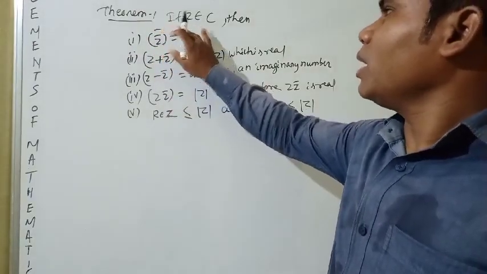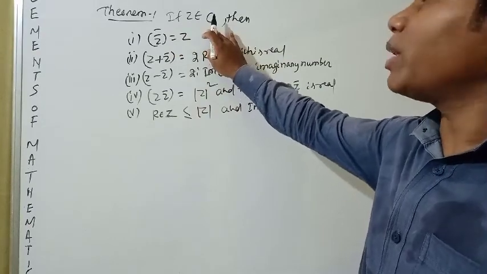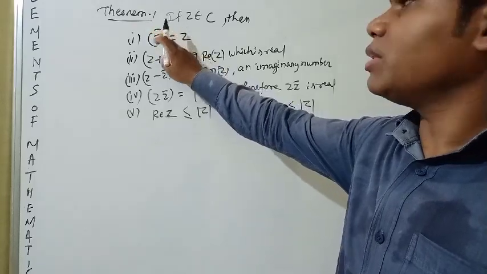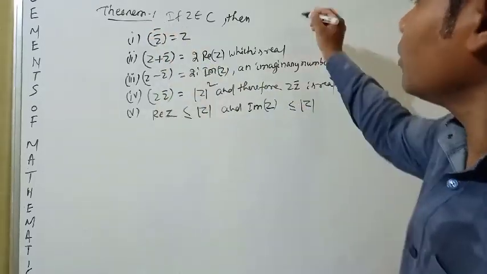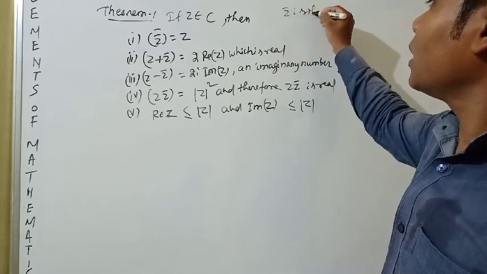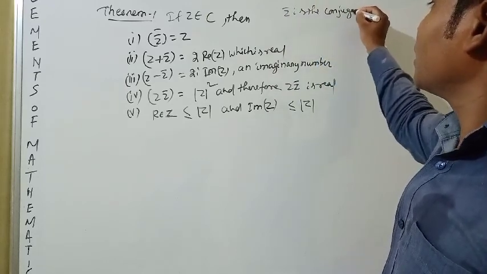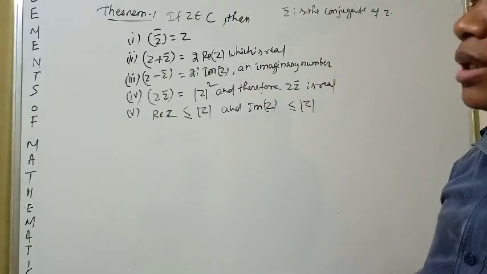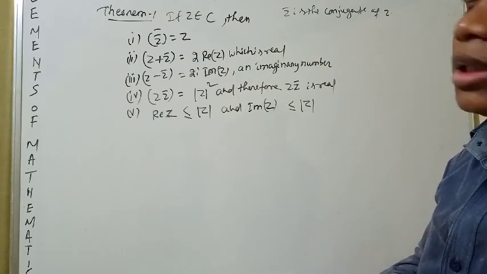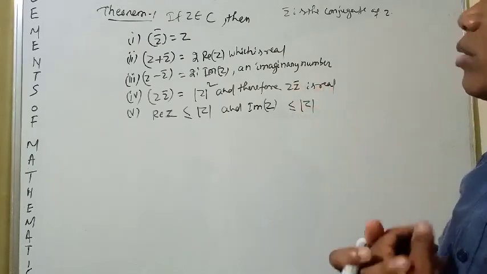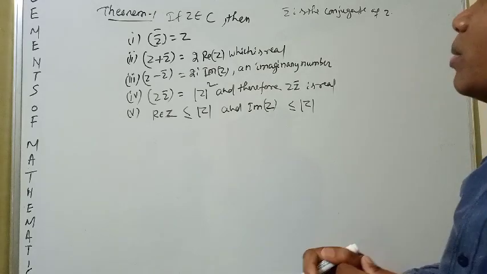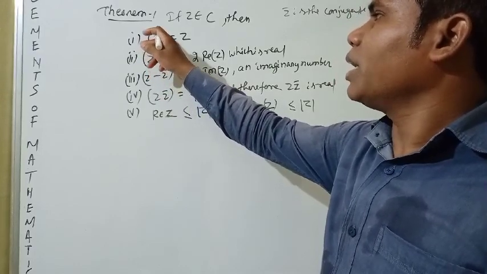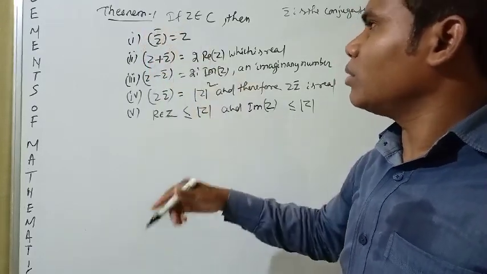Theorem 1: given Z belongs to C, where C means the set of complex numbers, then Z bar is the conjugate of Z. In my previous video I gave an idea about the conjugate, which you learned there. Z bar, that is Z conjugate, conjugated again, the conjugate of the conjugate of Z is equal to Z.